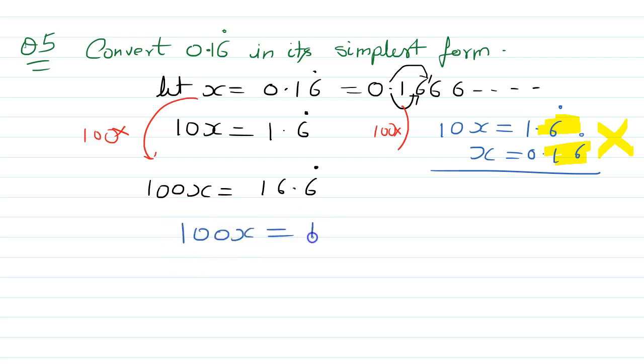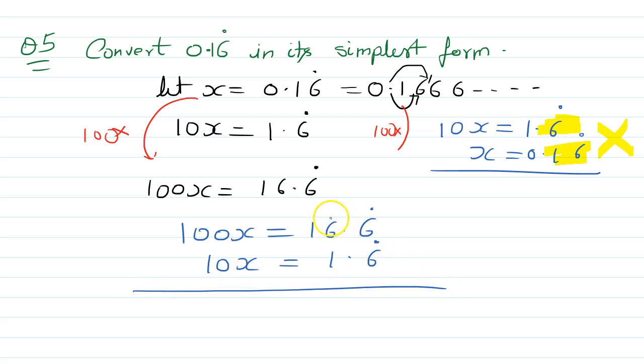100x is equal to 16.6 recurring and 10x is equal to 1.6 recurring. So if you see, after the decimal here, this is the same: 0.6 recurring and 0.6 recurring. So we can easily cancel it out by subtracting both sides. So this will be cancelled.